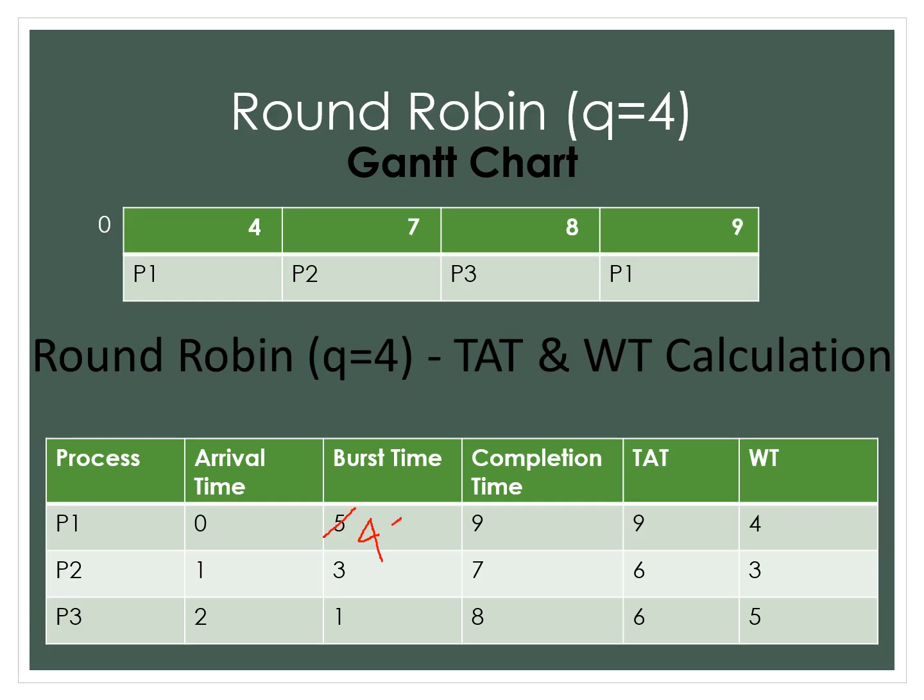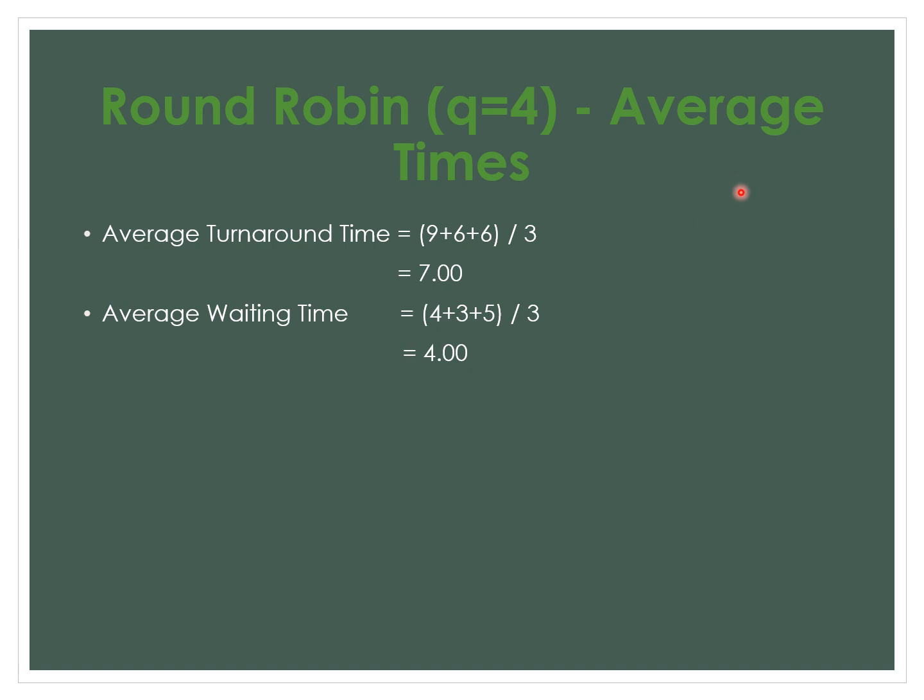Again, P1 has remaining 1 millisecond, so it will execute at last. So now the completion time of P1 is 9, completion time of P2 is 7, completion time of P3 is equal to 8. Now we calculate the turnaround time and waiting time based on that formula. The average turnaround time and waiting time of round robin scheduling is 7 and 4.